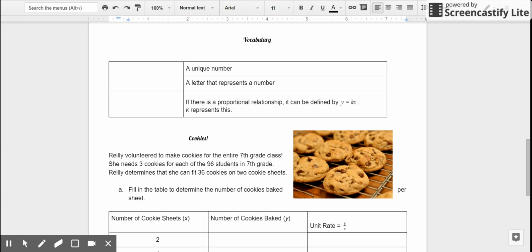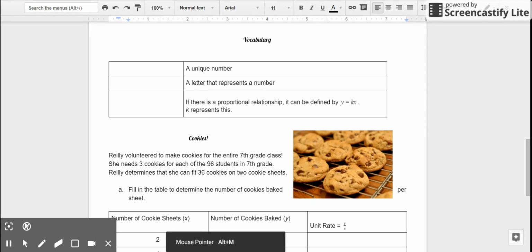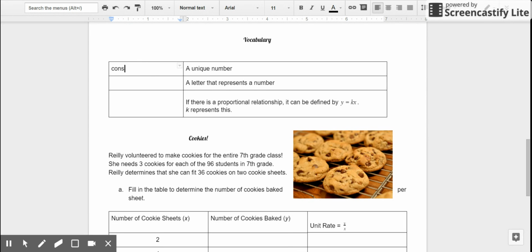Let's go through some vocabulary that we'll use during this unit. The first word that I'd like to discuss is constant. A constant is a unique number. So I'm just going to have a number by itself. And whenever I have a number by itself without a variable that I'm multiplying by it, I'll call it a constant.